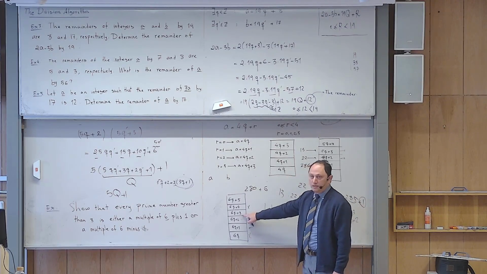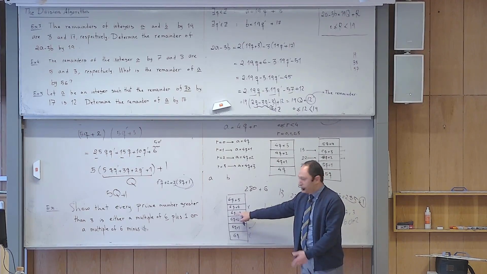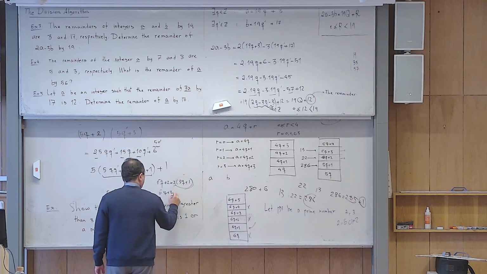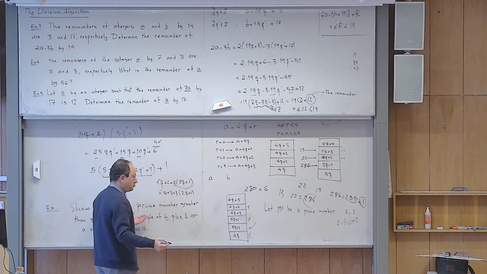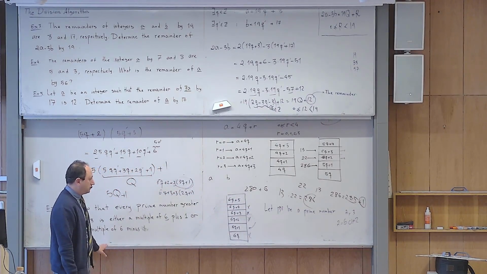can the prime number live here? No. Why not? It's a multiple of 3, yes? If you factor 3 out of 6q plus 3, it becomes 3 times (2q plus 1). So it's a multiple of 3. A multiple of 3 cannot be prime. So my prime cannot live here either, yes?